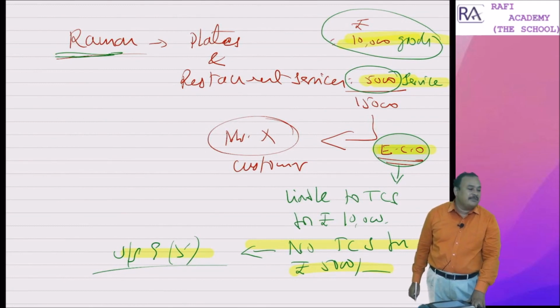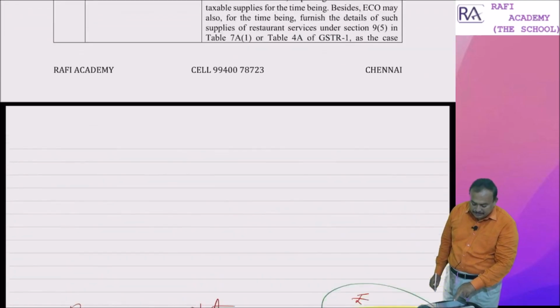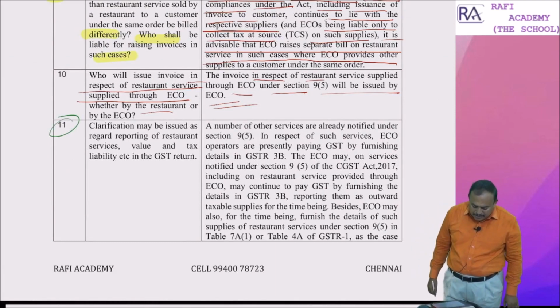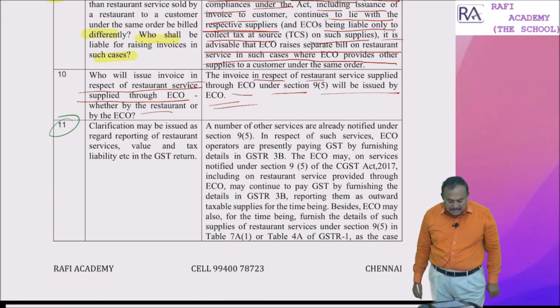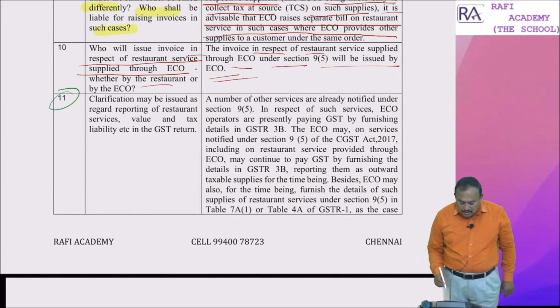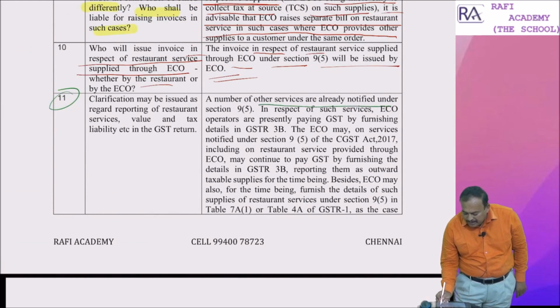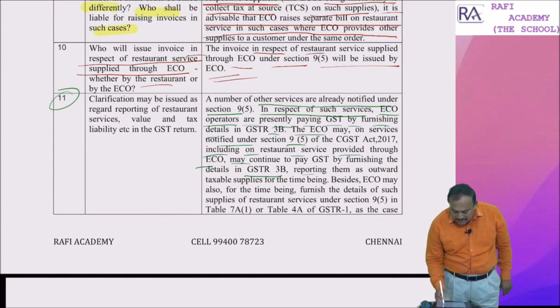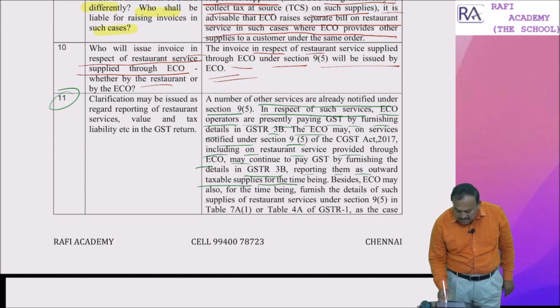Is that clear, my dear friends? This is the way in which the clarification was given by CBIC. Further, my dear sir, a furthermore point: clarification may be issued as regards reporting of restaurant services value and tax liability etc. in the GST return. Very simple to say, a number of other services are already notified under section 9(5). In respect of such services, e-commerce operators are presently paying the GST by furnishing the details in GSTR 3B. The e-commerce operator may, on services notified under 9(5), including restaurant services provided through an e-commerce operator, continue to pay GST by furnishing the same GSTR 3B return, reporting them as outward taxable supplies for the time being.